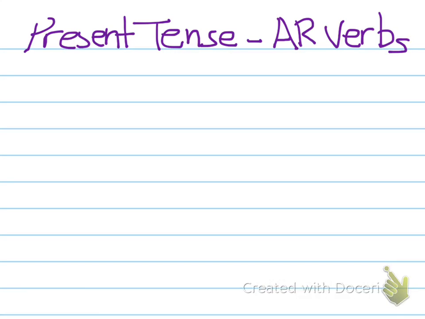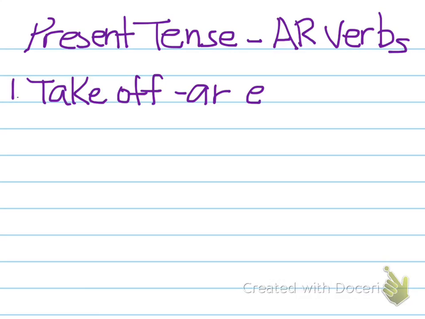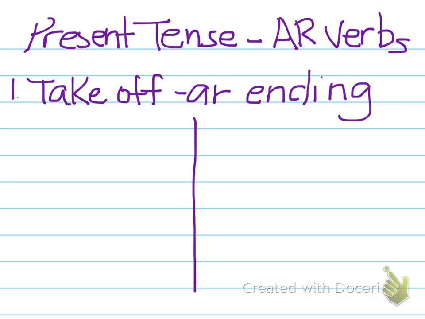So in order to conjugate the verb, the first thing you need to do is take the AR off of the verb. So number 1, take off the AR ending. You're just going to drop it off. Take it off. Don't worry about it anymore. And then you're going to add an appropriate ending depending on who's doing the action. So in this case, we're going to draw a chart.